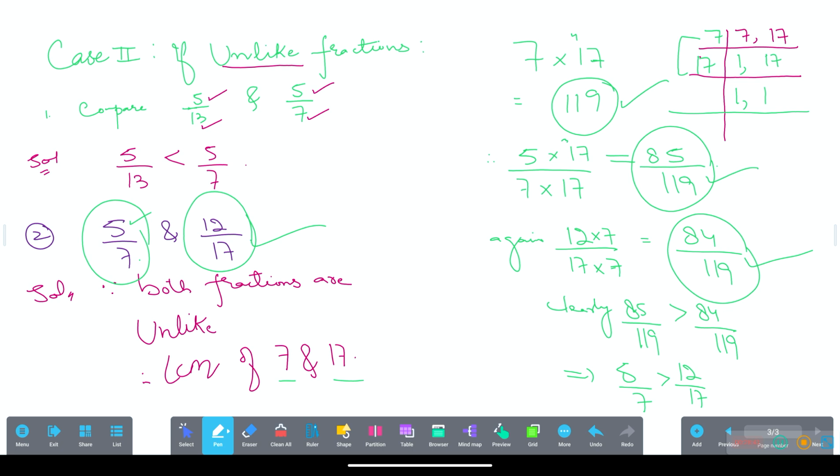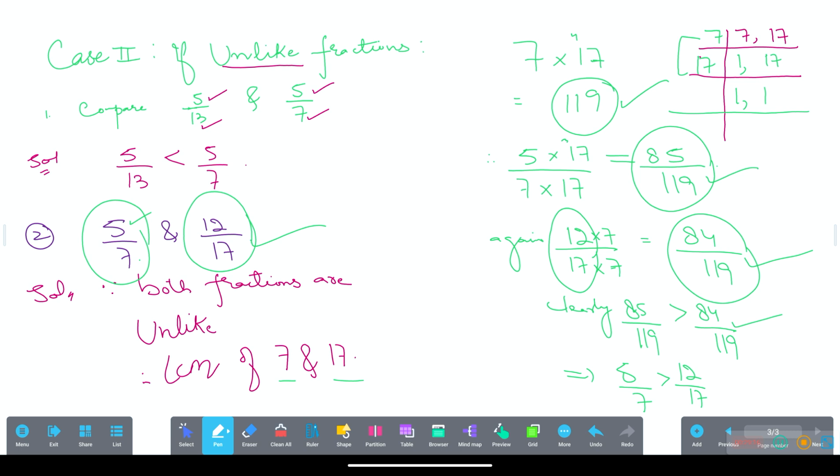Now the second one, 12 by 17, again the same process, we get 85 by 190 and 84 by 190. But they are the same as the given unlike fractions. Now I clearly came to know that among the two fractions, 85 by 190 is greater than 84 by 190. But 85 by 190 is actually the equivalent fraction of 5 by 7, and in place of 85 by 190, I put 5 by 7. Greater than 84 by 190, whose equivalent fraction is actually 12 by 70. So I came to know that the first fraction, 5 by 7, is greater than 12 by 70.